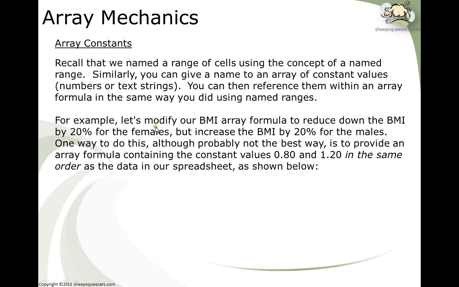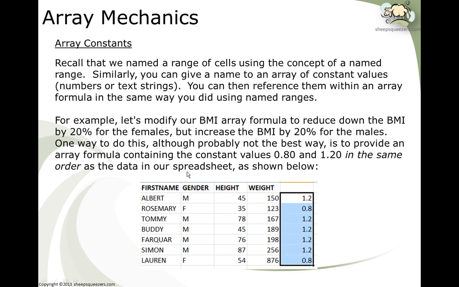For example, let's modify our BMI array formula to reduce the BMI by 20% for the females, but increase the BMI by 20% for the males. One way to do this, although it's probably not the best way, but it's good as an example, is to provide an array formula containing the constant values, an array constant, 0.8 through 1.2, in the same order as the data in our spreadsheet. I've written this down to show you what the data would look like.